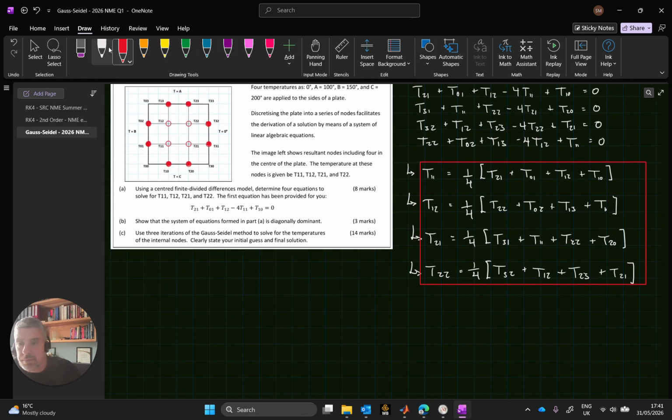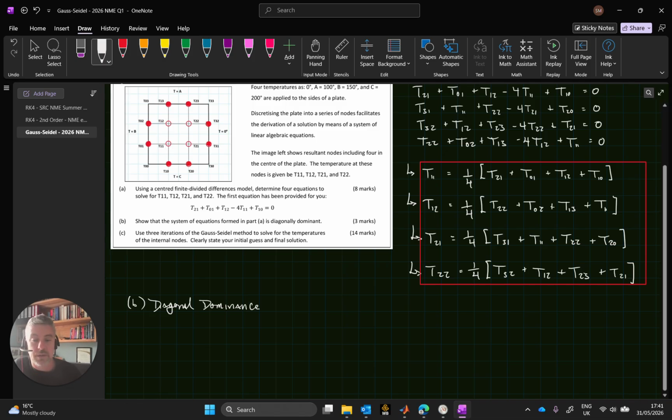Right, now part B is about showing that the system of equations formed in part A is diagonally dominant. Diagonal dominance is relevant to a square matrix. There's nothing obviously matrix about either these set of equations up here or these ones.